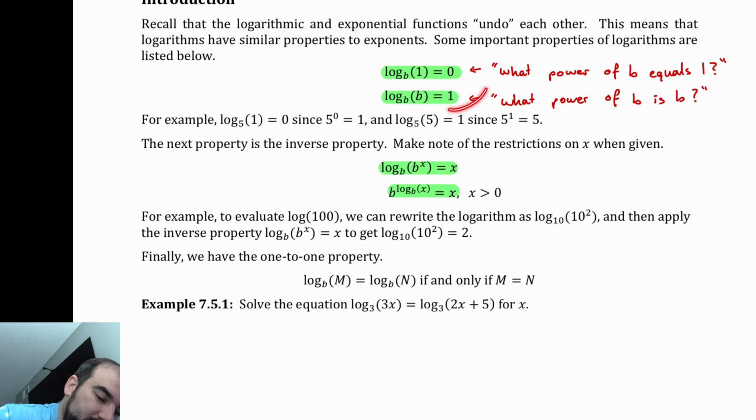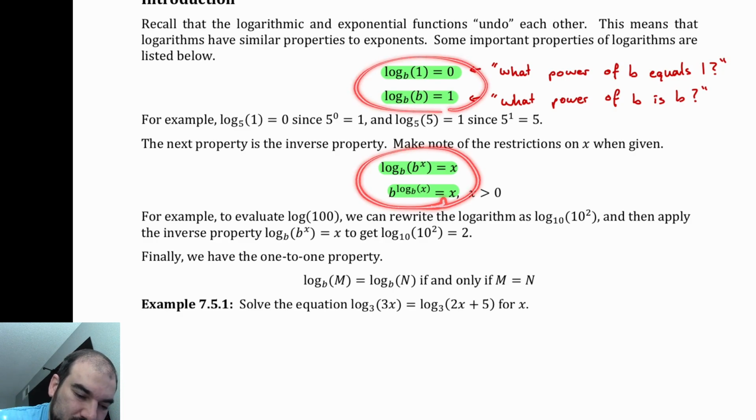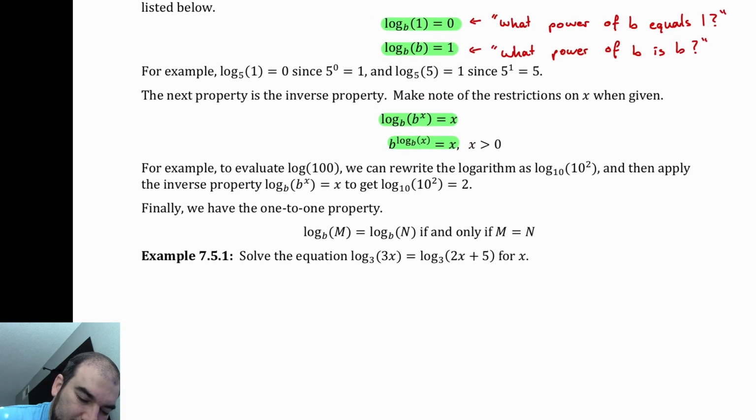So these four you need to know. Solve the equation.